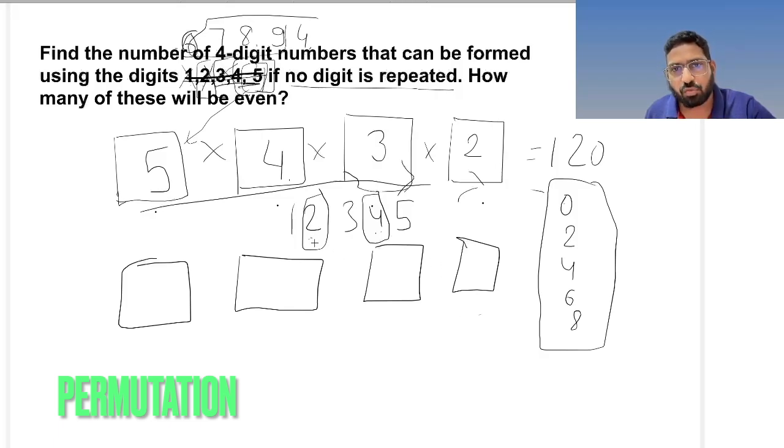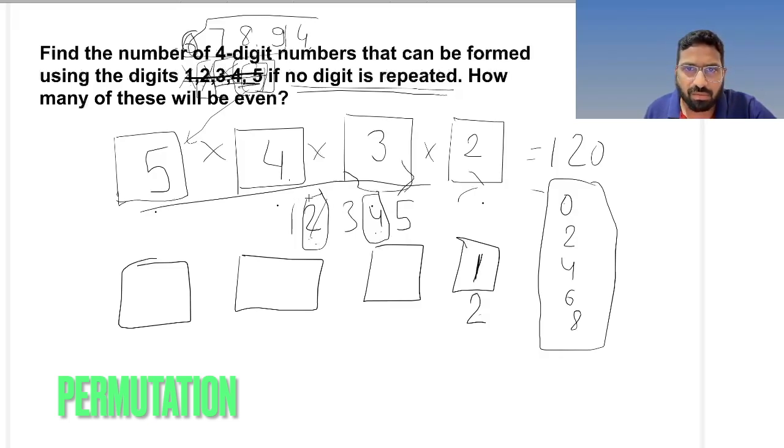So let's suppose the last digit I am choosing is 2. So the last digit will be 2. How many ways can I choose 2 from this list? There is only one way, because 2 is only present one time, and also the question says no digit is repeated. That means only one way. There is only one 2 and I can only choose 1 time 2.